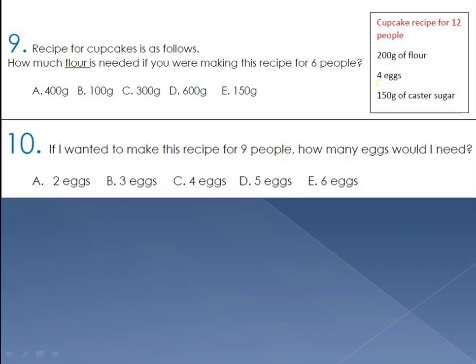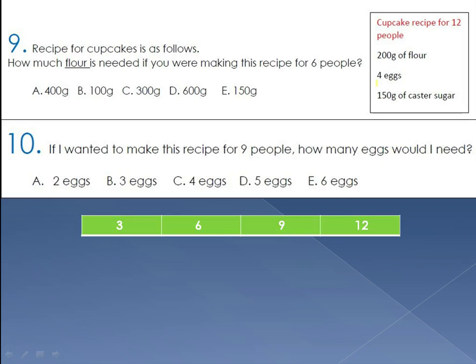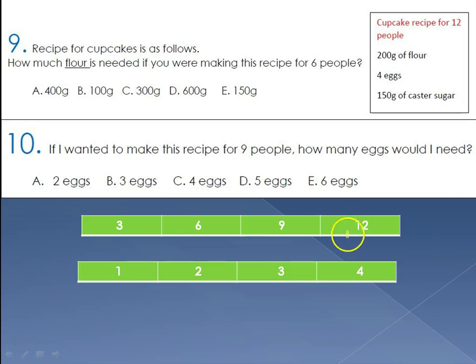Let's see, the next question is connected with the recipe. If I wanted to make this recipe for 9 people, how many eggs would I need? I am a huge believer in the bar model, so using a bar to show your answers, it's a good visualizer as well. What I do is, I've kind of cut it down. 12 people need 4 eggs. Okay, so if you cut it down like that, 9 people will need 3, 6 people need 2.